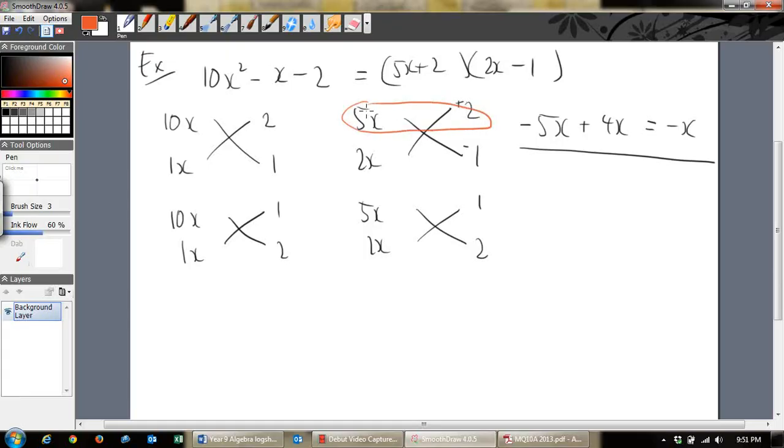Remember, you're writing the top line and the bottom line. Don't do what some people do and write the cross multiplication in your answer. The answer is the top line and the bottom line. Hope that makes sense. Get practicing on them, because it'll make more sense once you've had a go.